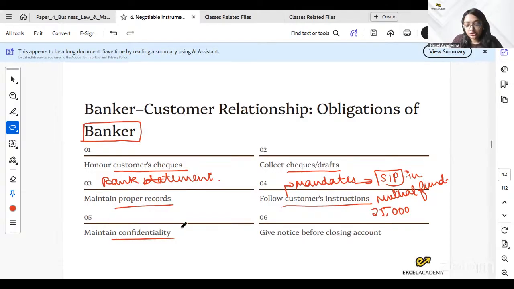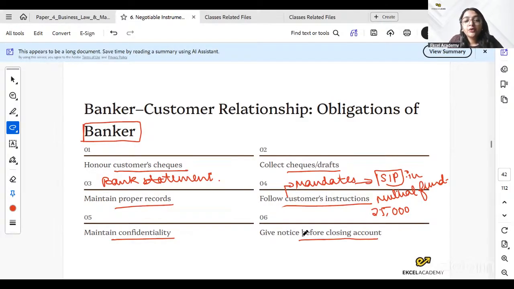Maintain confidentiality. That is, the bank will not disclose any of your bank account related information to any other customer. For example, you want to find out how much bank balance your friend has. Do you think your friend's bank will reveal that to you? No. Why? Because the bank is bound by the concept of confidentiality.